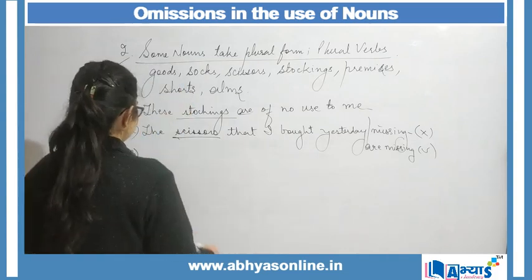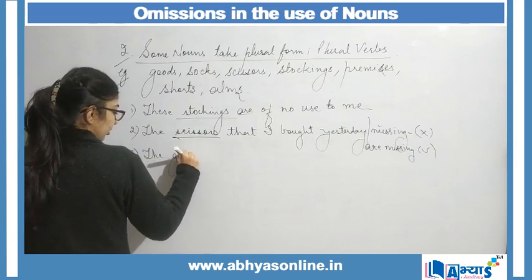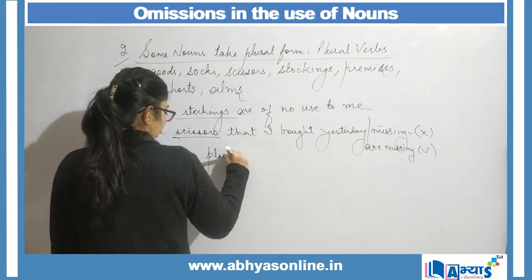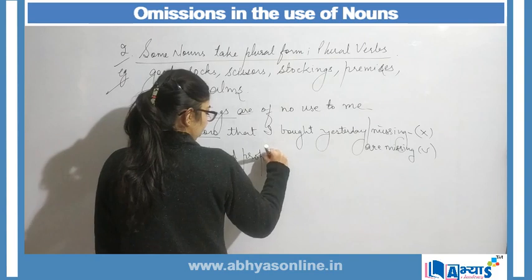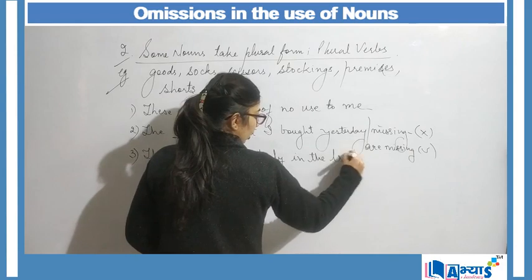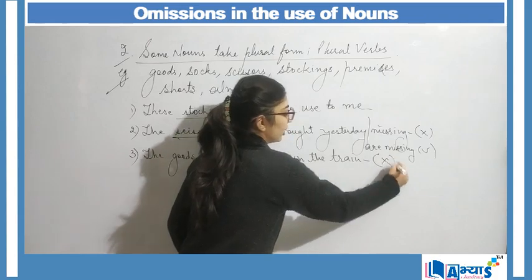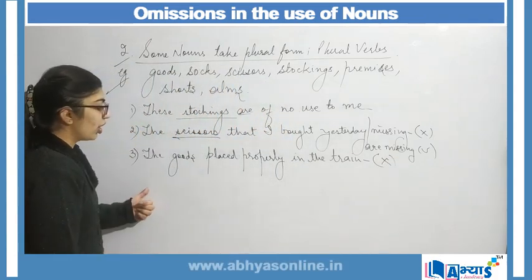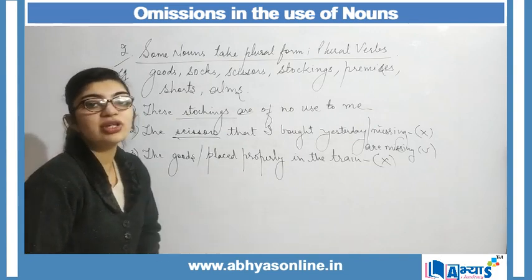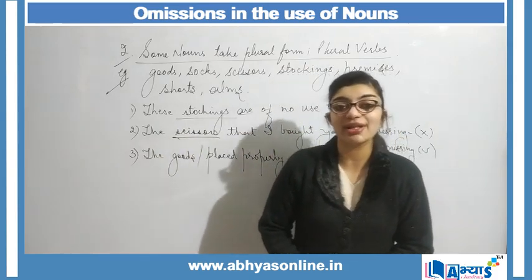Then let me explain through another example. Like I say, the goods placed properly in the train. When I say the goods placed properly in the train, again my sentence over here is wrong. Why? Because I feel that there is an error. A word over here is missing, and that word particularly is my helping word, which is are.